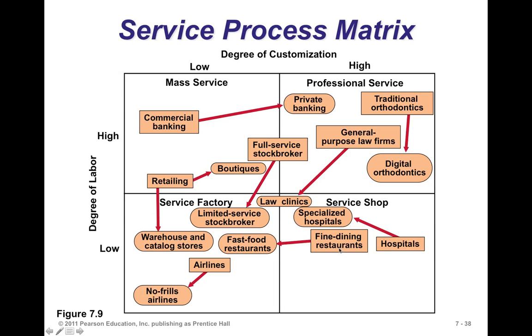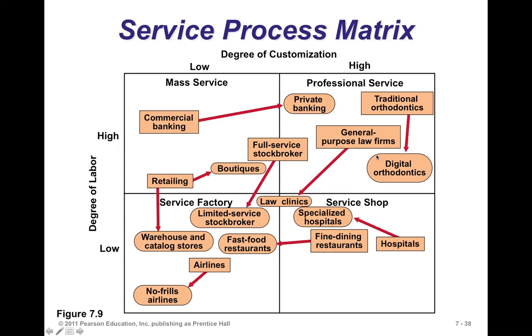But then the degree of labor to capital, so there's a lot of high capital equipment, particularly in things like hospitals. Fine dining restaurants may have a fair amount of capital equipment in the kitchen as well. And then we go to this area which we call a professional service. Actually, if I go back just for a second, we refer to this group here as a service shop, and then here professional service. High customization, high labor input.